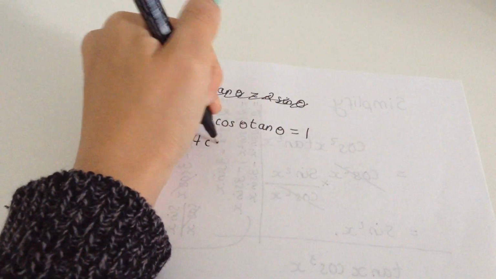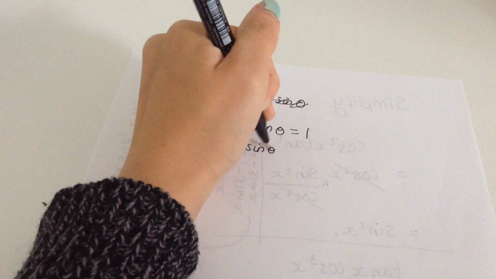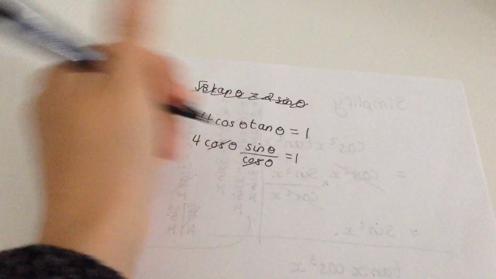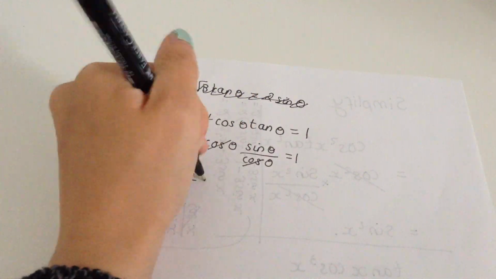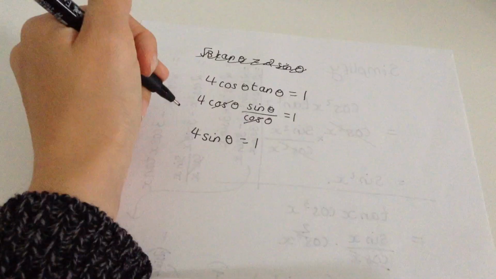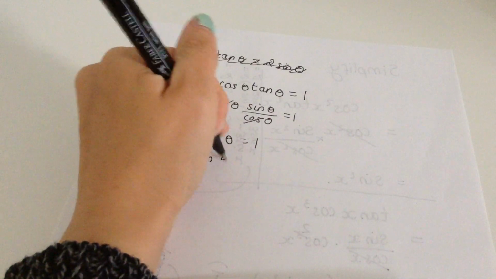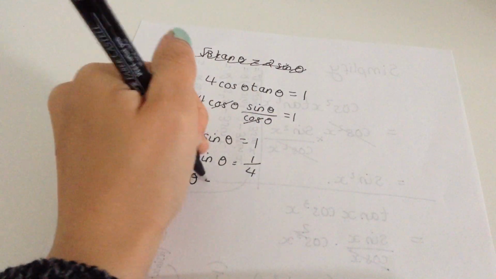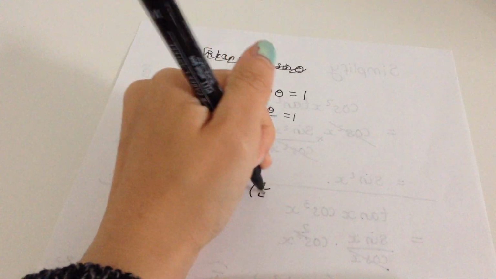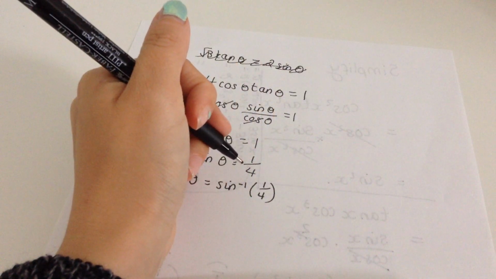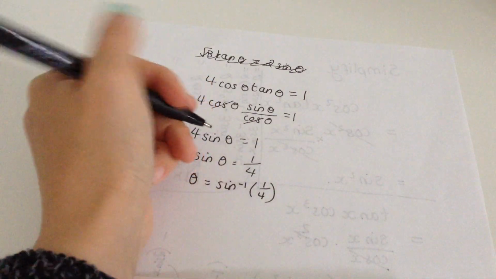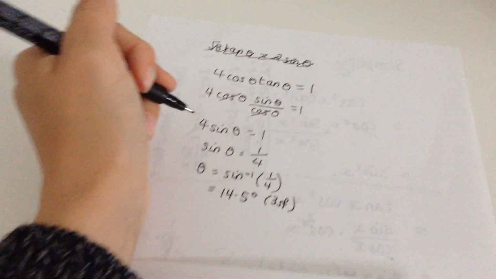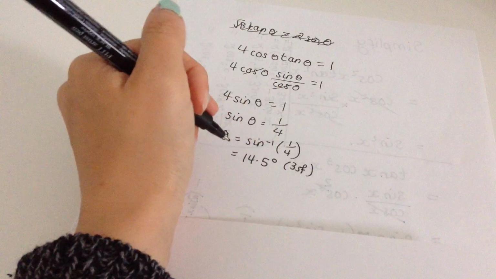Right, let's change that tan into a sine over cos. Okay, let's cancel those out then. So that's just 4 sine theta equals 1. Okay, so I need to get sine theta by itself, so I'll divide by 4. And then I just need to inverse sine a quarter, which I don't know off the top of my head. 14.47, okay, we'll just say that. By the way, 3SF is usually good for angles.